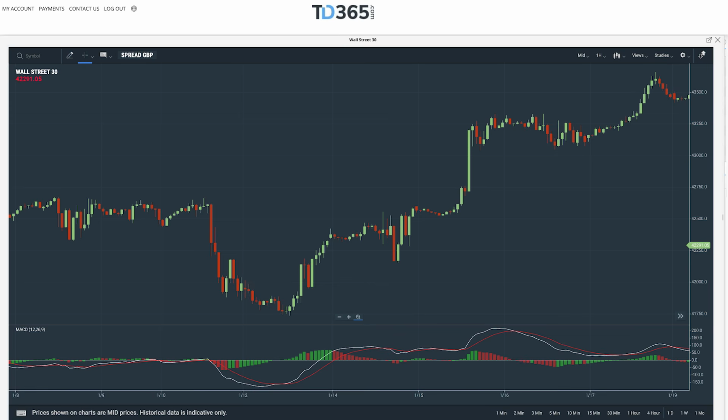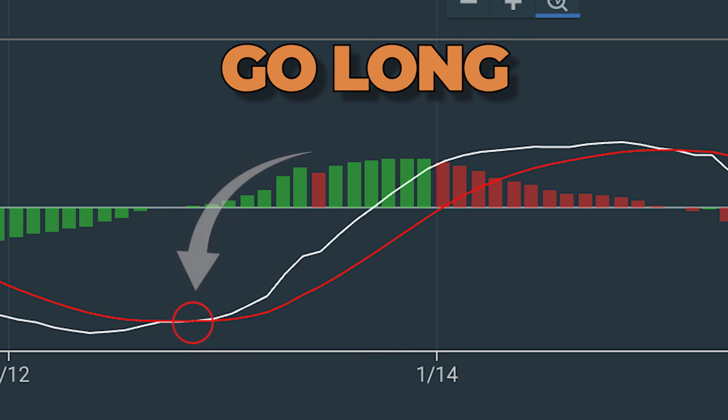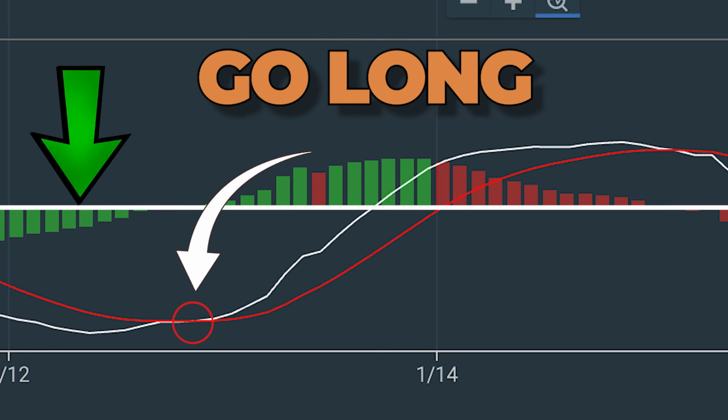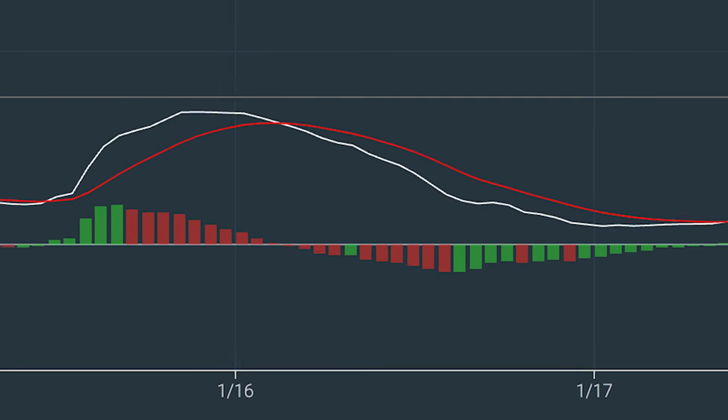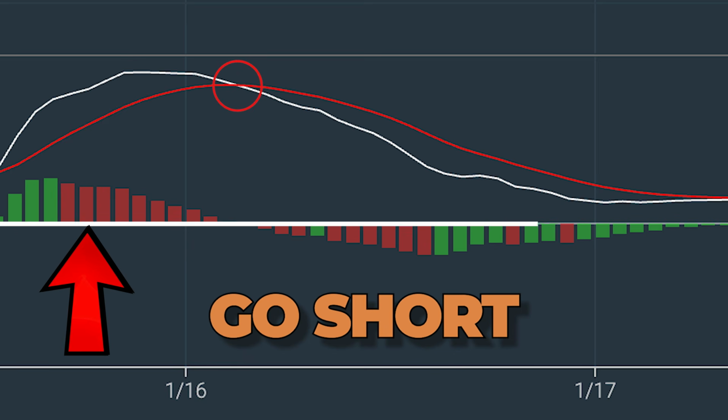So in order to put this to use, we have to remember this overly simplified rule, which is you go long when the white MACD line crosses above the red signal line, but only when it happens underneath the baseline, okay? Or you go short when the white MACD line crosses below the red signal line, but only when it's above the baseline. Sounds a bit confusing, doesn't it? But once you've looked at it a few times, trust me, it will all sink in. So let's go over it again.